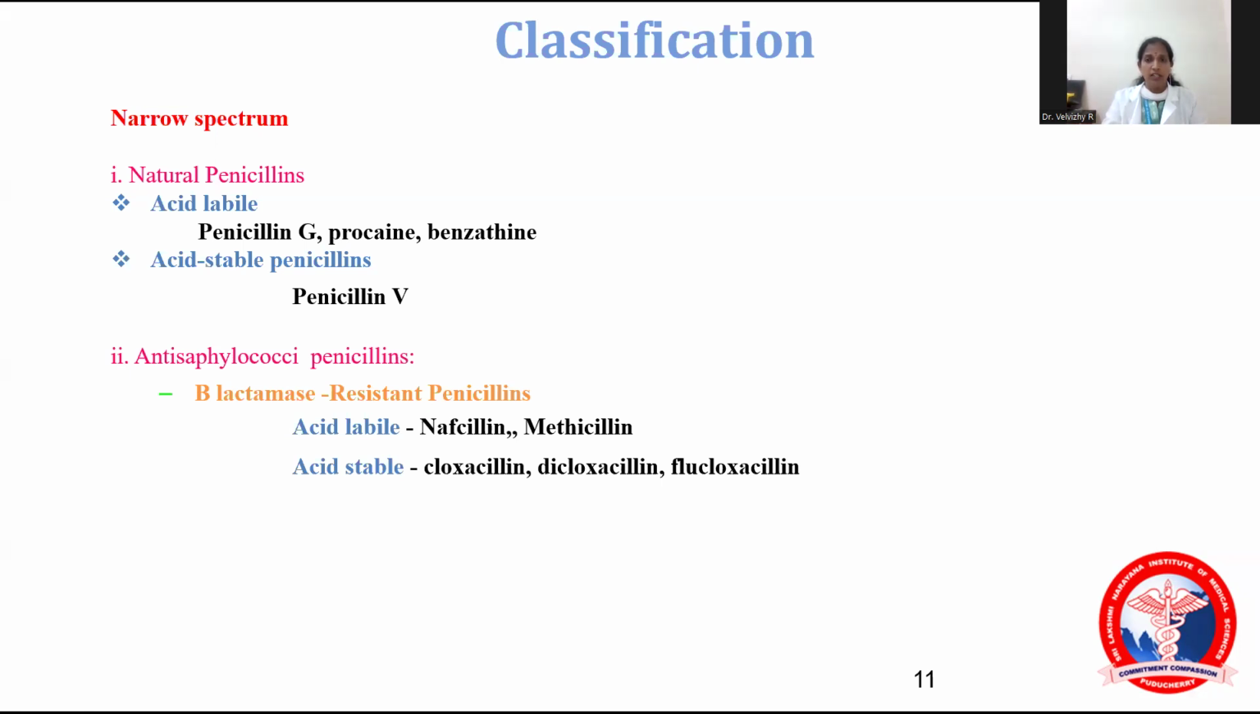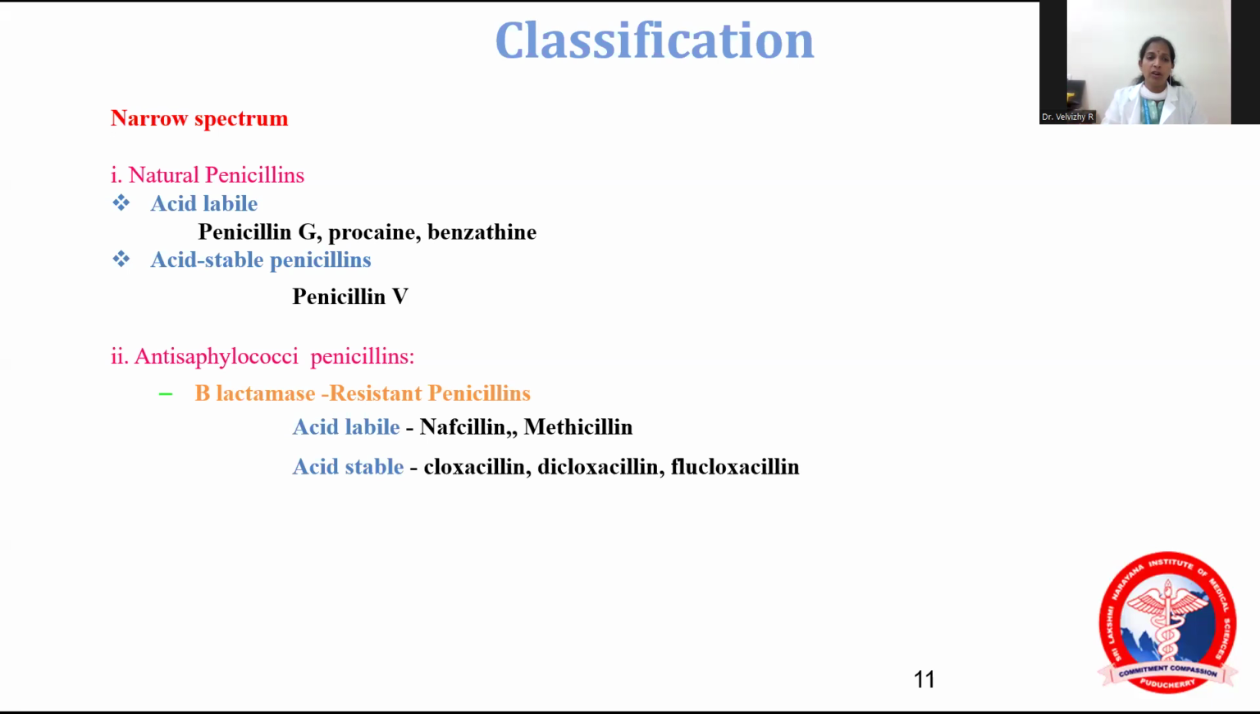Acid labile penicillins are destroyed by gastric acid, so we can't take these drugs orally. All these acid labile drugs are available only in parenteral preparation, either intramuscular or intravenous. Whereas acid stable penicillin will remain stable even in the presence of hydrochloric acid, gastric acid. In acid stable penicillin, we have penicillin V. So in natural penicillin, we have only two things, penicillin G and penicillin V. Penicillin V is the oral form, which is acid stable, and penicillin G is acid labile. In penicillin G, we have three preparations: benzathine penicillin, procaine penicillin, and benzyl penicillin. So these are the natural penicillins.